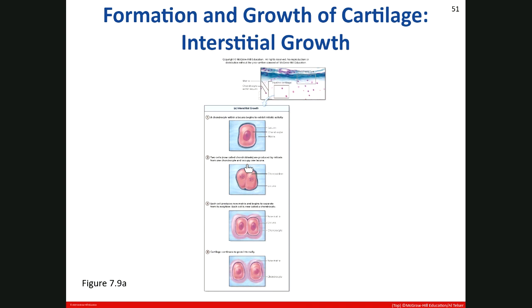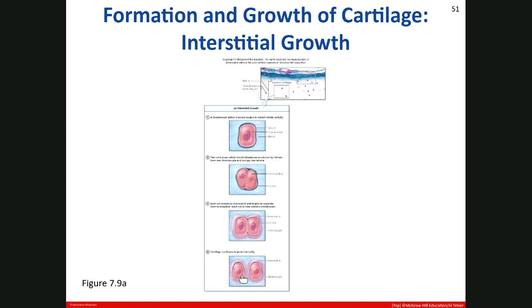Then each of these chondroblasts starts to make matrix. When they make matrix, they separate from each other. And as you see here, each of them is located in a separate lacuna, and now we call them chondrocytes. Inside the cartilage, first we have one cell, then they become two, they go far from each other, and we have growth inside the cartilage. The cartilage continues to grow internally, and we call it interstitial growth.